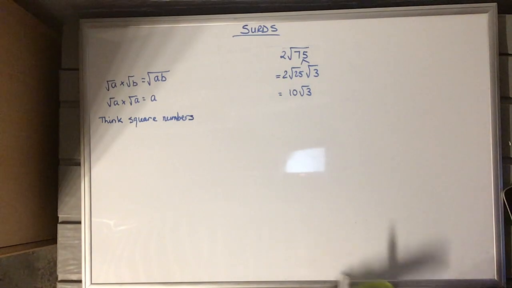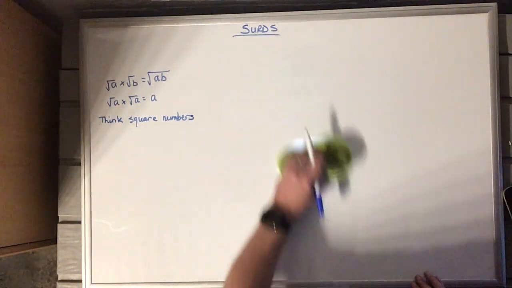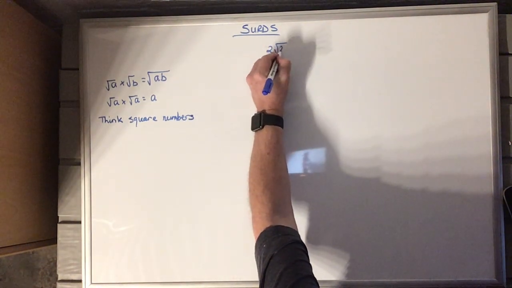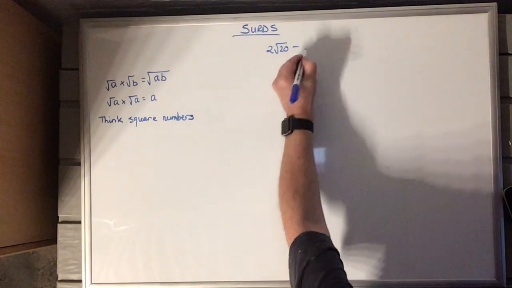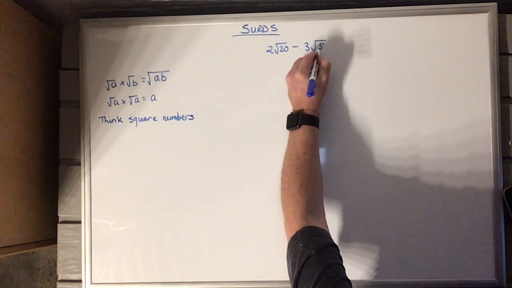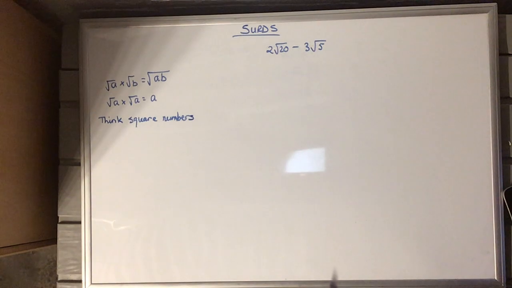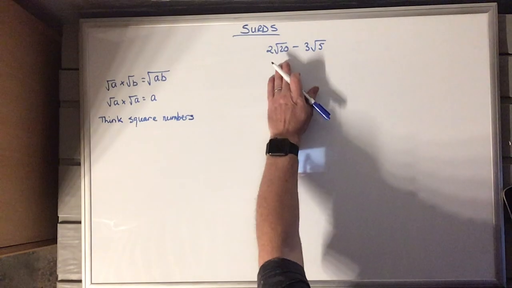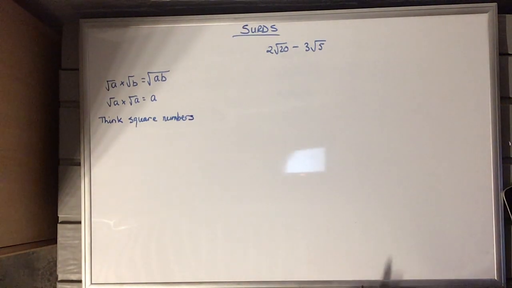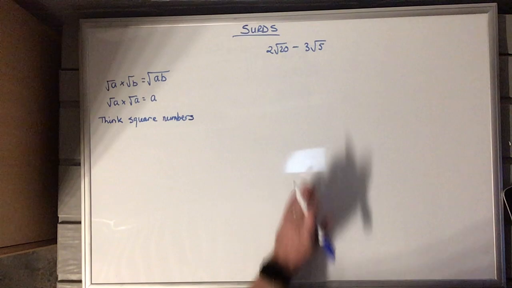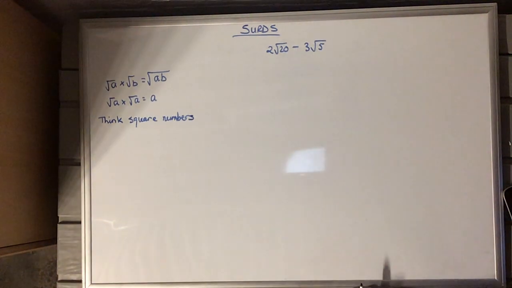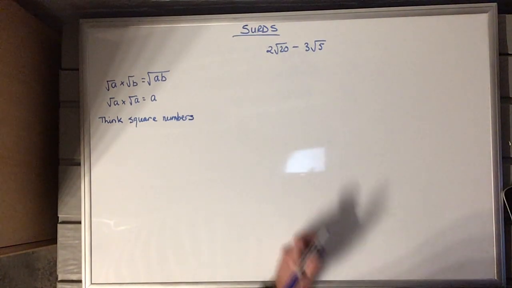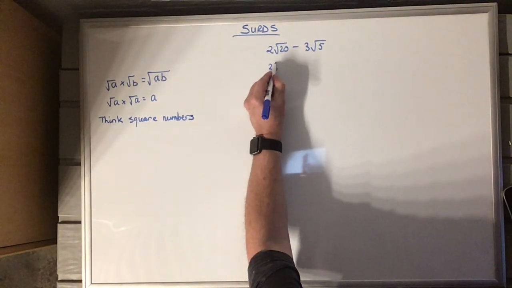So let's look at one that we have to sort of tidy up. So 2 root 20 minus 3 root 5. So remember our technique, we can only tidy up if we have the same root. Now that's root 20, that's root 5, so they're not the same. So we can't do anything with that unless we can write root 20 in terms of root 5s. Back to square numbers. How can we write root 20 in terms of square numbers? Well, we can write it as 2 root 4 root 5.